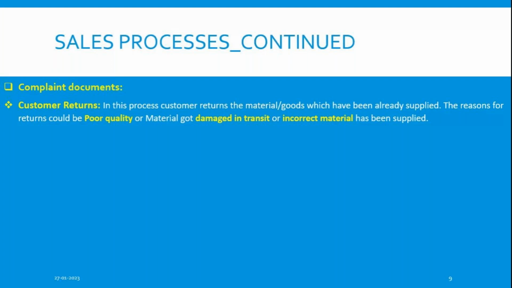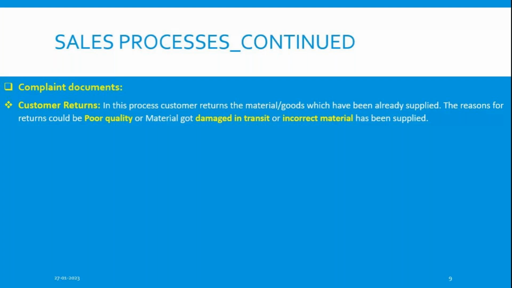What happens in this process? The customer returns the material or goods which they have already been supplied. So the company is receiving a material which was already supplied to the customer. What could be the reasons? Reasons for return could be poor quality, or the material got damaged in transit, or incorrect material has been supplied. Mostly these are the reasons.